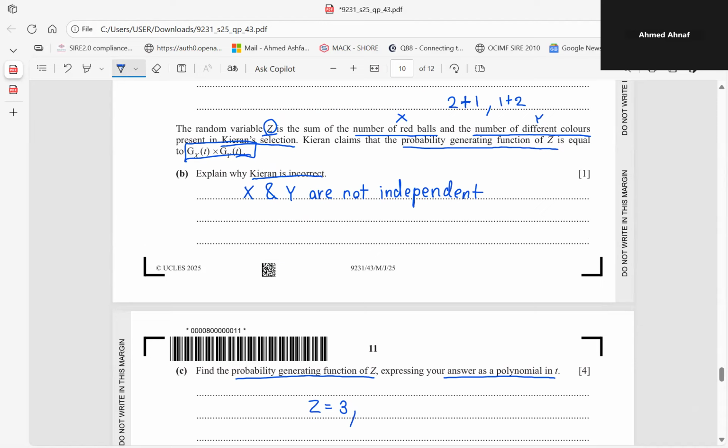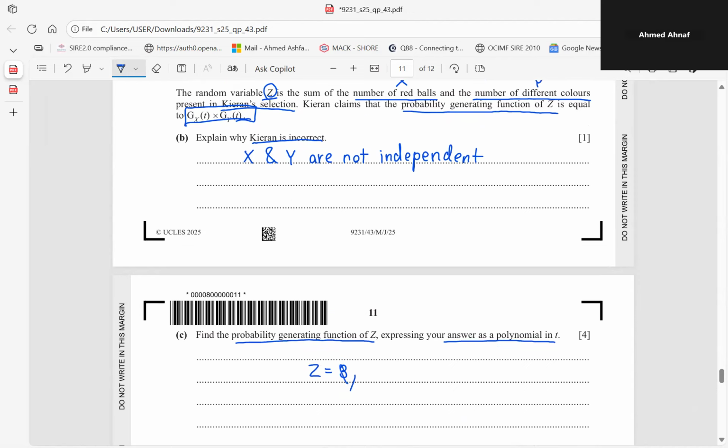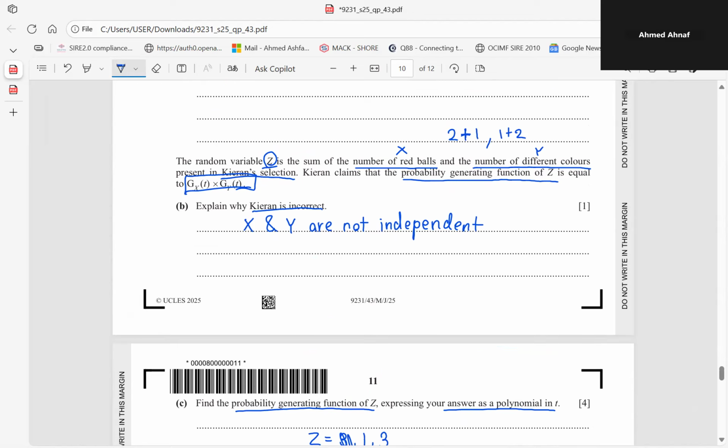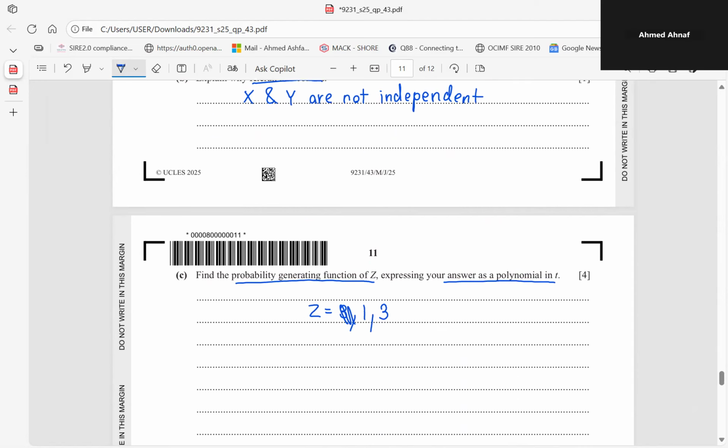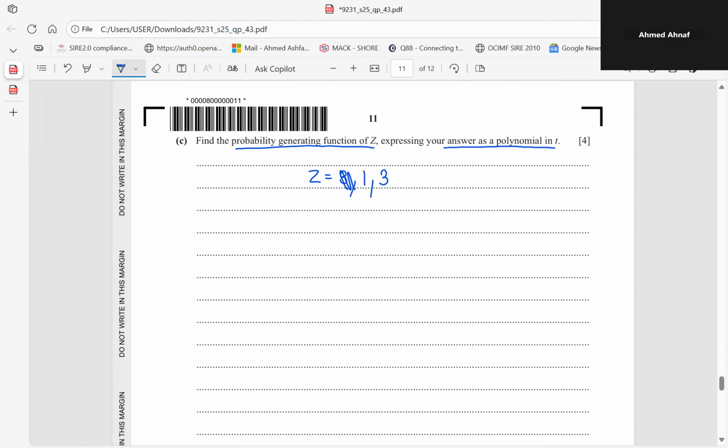And for both blue balls, sorry, you have zero red balls and one color. So that is just one. You cannot have one red ball and one different color. Yeah, so I think these are all the values of Z.